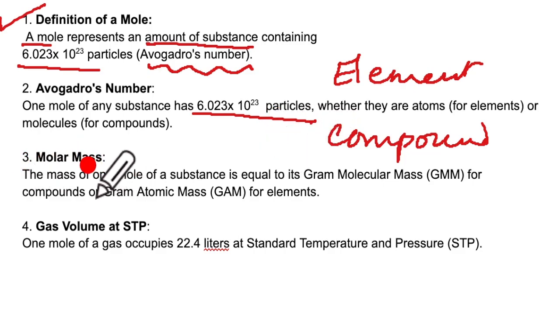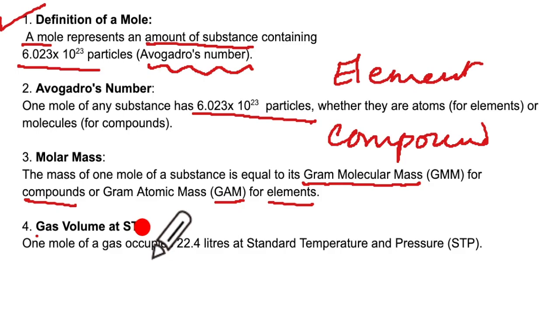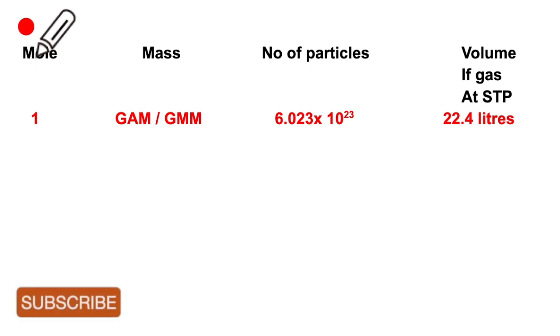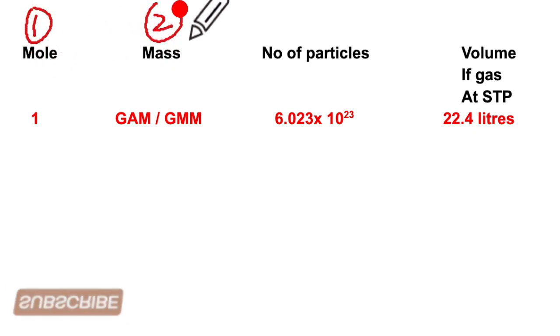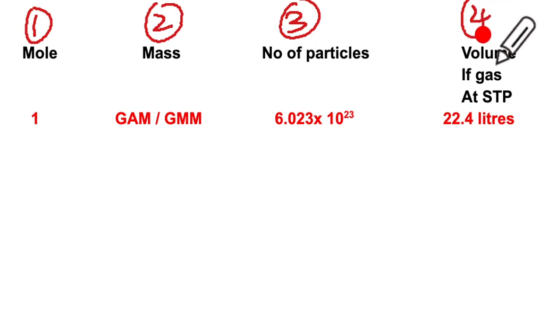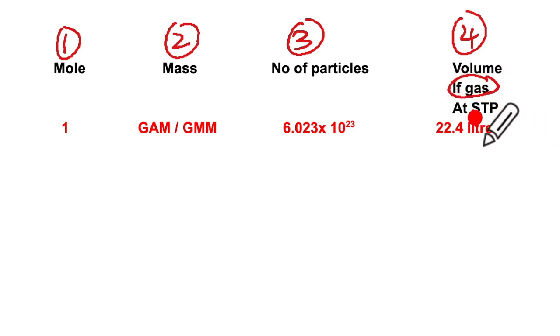The molar mass is the mass of 1 mole of a substance, and 1 mole of a substance has 1 gram molecular mass if it's a compound, and 1 gram atomic mass (GAM) if it's an element. And if it is a gas, then 1 mole of the gas occupies 22.4 liters at standard temperature and pressure, that is at STP. To sum up what we read, remember the 4 quantities you must know by heart. What are the 4 quantities? Mole, mass, number of particles and volume if it is a gas at STP.